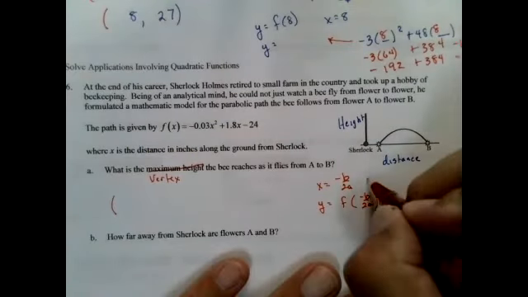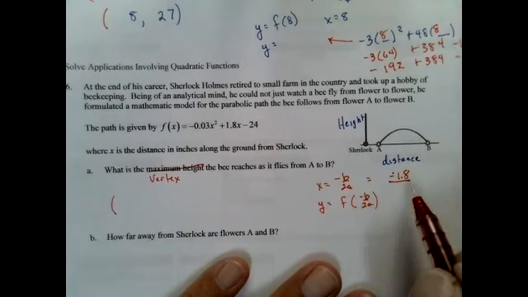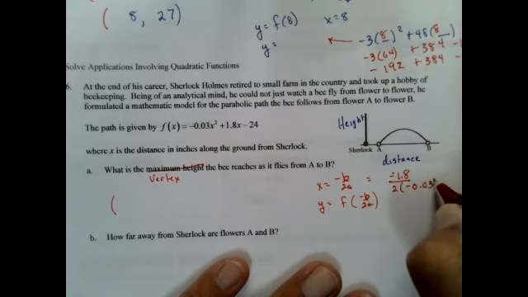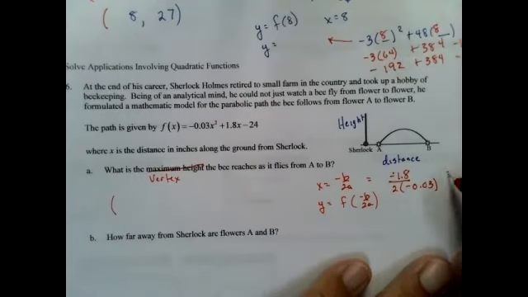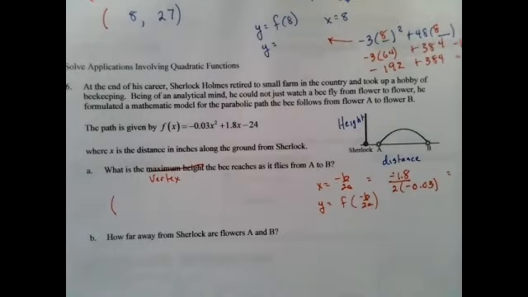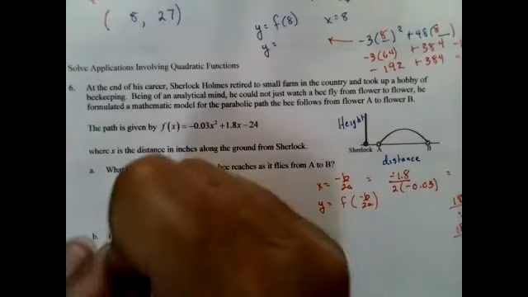This is going to be negative 1.8 over 2 times negative 0.03, which is 1.8 over 0.06, because the negatives cancel. Let me go old school: I'm going to multiply the top by 10 and the bottom by 10, then multiply by 10 again on both. I get 30.